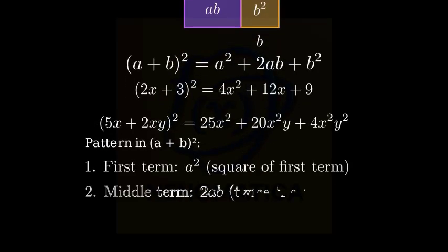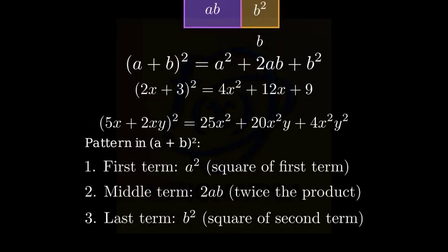The first term is the square of the first term in the binomial. The middle term is twice the product of the 2 terms. The last term is the square of the second term in the binomial. This pattern always holds when squaring a binomial, which makes this formula very powerful and widely used in algebra.